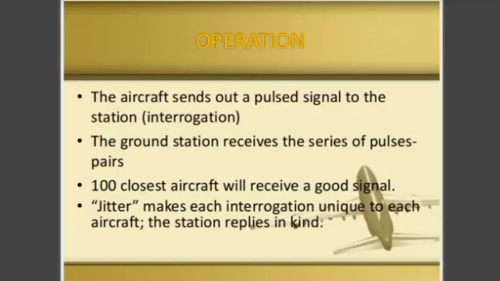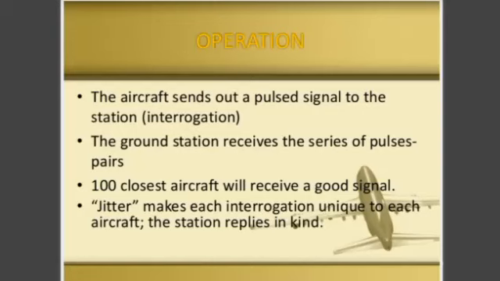As I told, DME consists of two equipments, one is the ground station and the other is the interrogator. The interrogator will transmit a pair of pulses. This pair of pulses is separated by a definite delay. This delay is known as jitter. This jitter will be different for different aircraft. So from this jitter, the ground station can identify the aircraft.